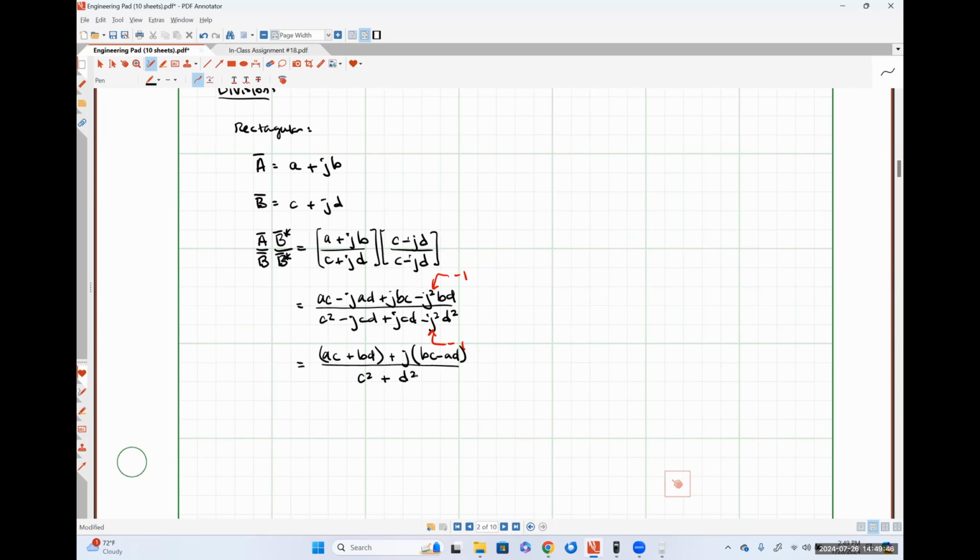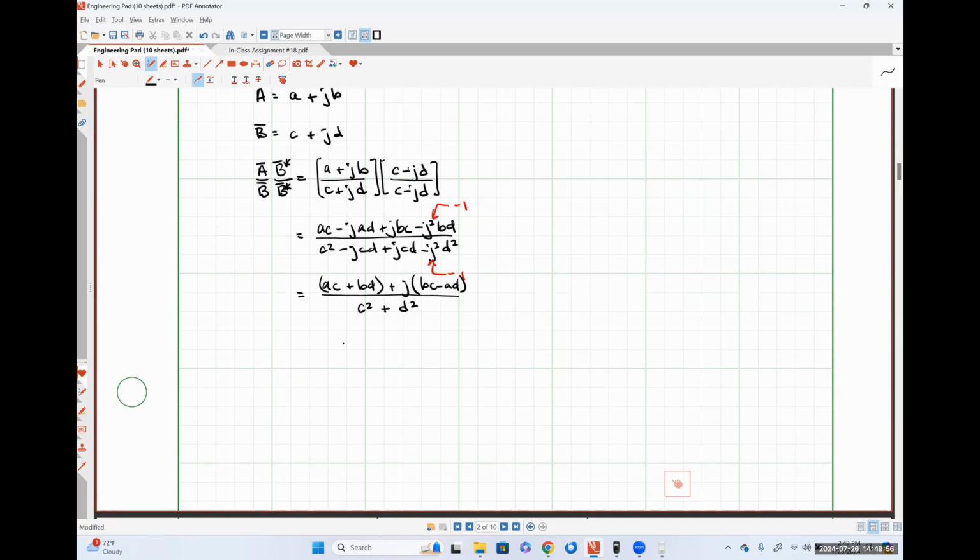So multiplying by the complex conjugate of the denominator over the complex conjugate of the denominator makes the denominator just a real number. And so now we can split that out. What we'll have is (AC + BD) over (C squared + D squared) plus j times (BC - AD) over (C squared + D squared). So we have a distinct real part and a distinct imaginary part.